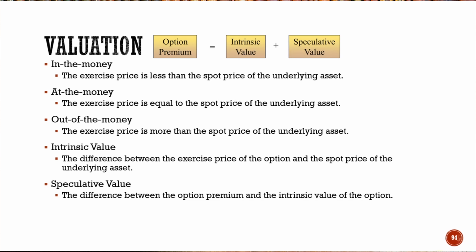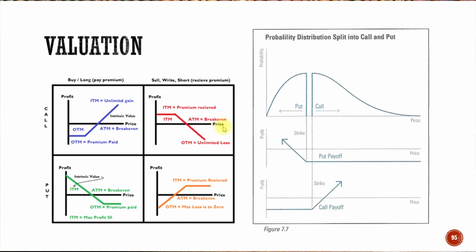The speculative value is the difference between the option's premium and the intrinsic value of the option. Here's a simple example, a picture explaining the same thing. So here you're buying a call, and that means that you don't make any money until you hit that strike price, and you go a little bit past it just to break even, and then it creates intrinsic value and you're in the money and you're making money.